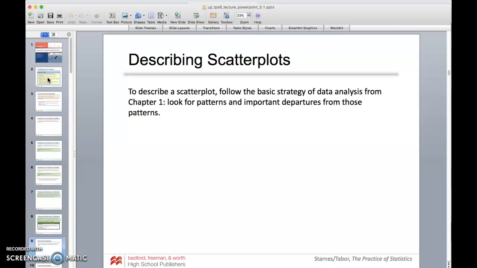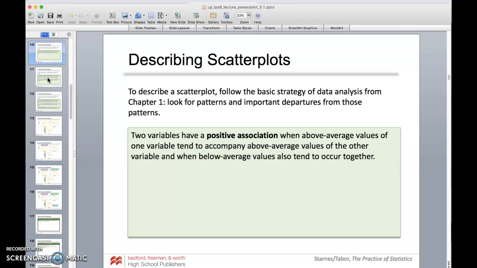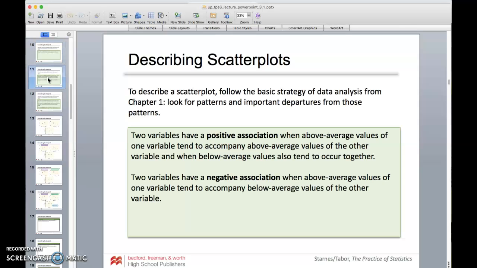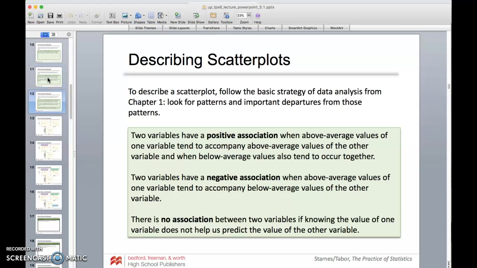From this, we want to look for patterns and especially important departures from those patterns. We say two variables have a positive association when above average values of one variable tend to accompany above average values of the other, and below average values tend to occur together as well. There's a negative association when above average values of one variable tend to accompany below average values of the other. And then there's no association if it's kind of random. Knowing one variable, we're not really able to predict the value of the other.